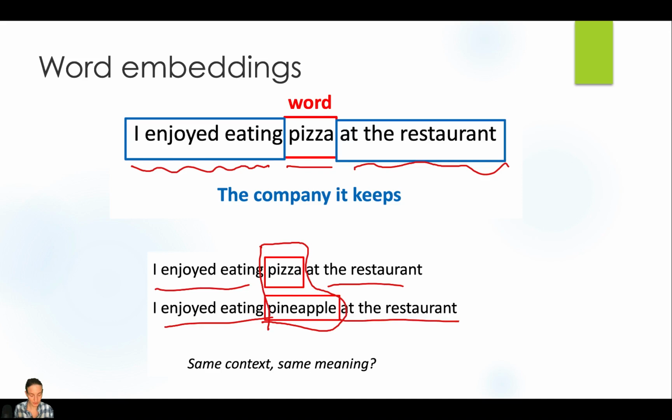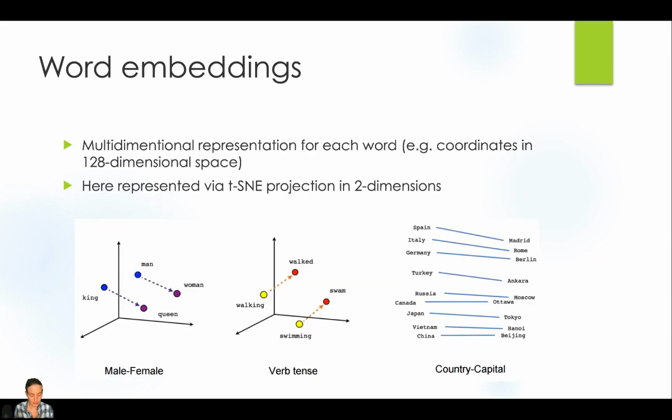Okay. So based on that principle, we can do unsupervised learning of word representations. So for each word, our goal is to get a vector of coordinates in a multidimensional space that is not of size 20,000. Okay, typically word vectors are going to be like 128 or 256 positions long. So much more dense and less sparse.